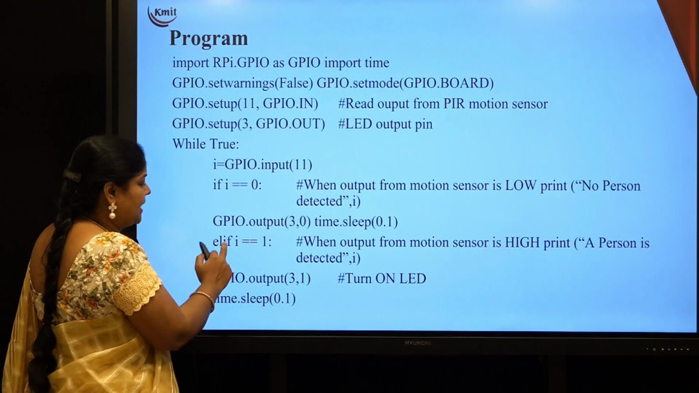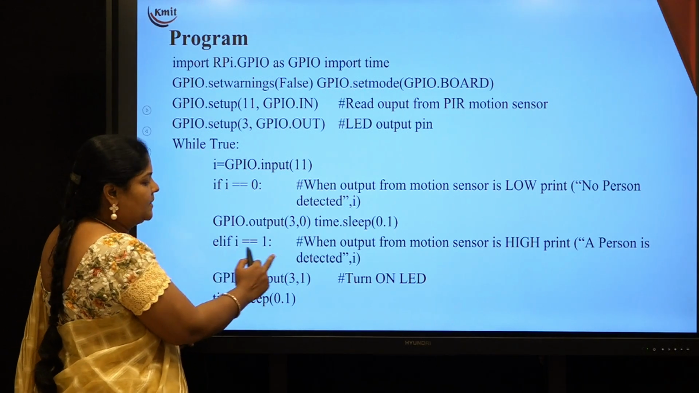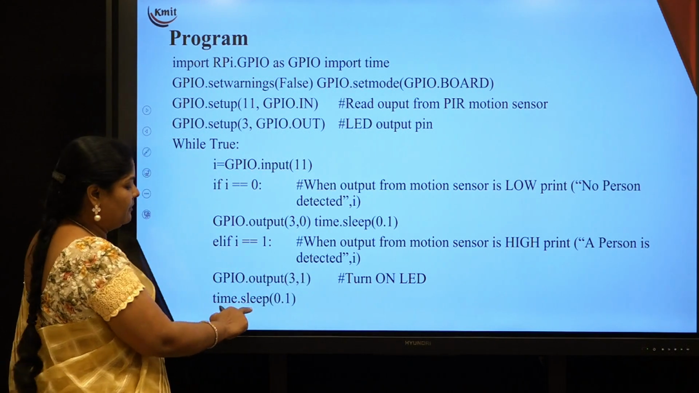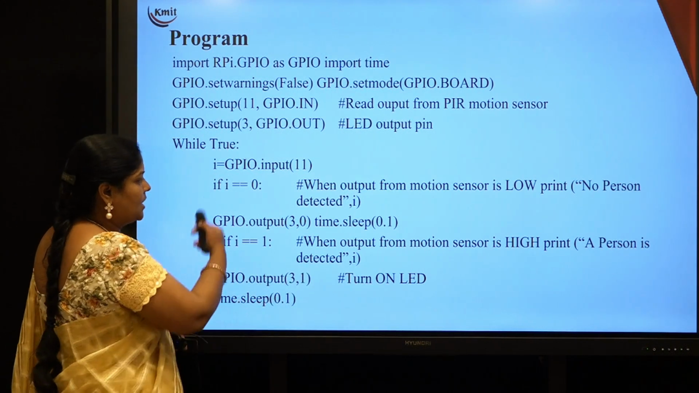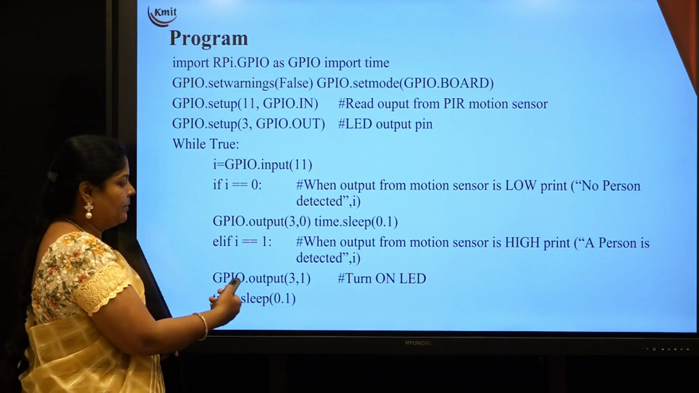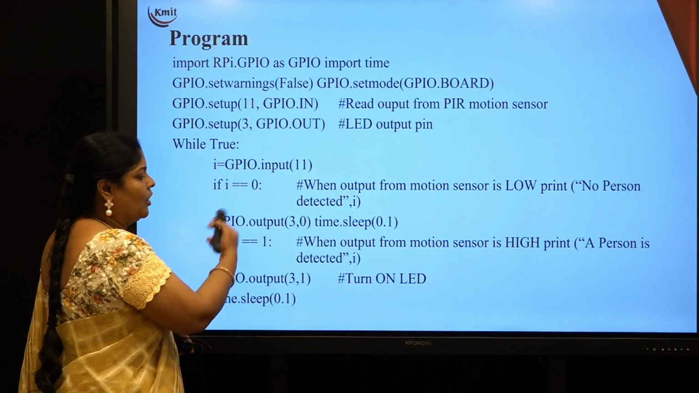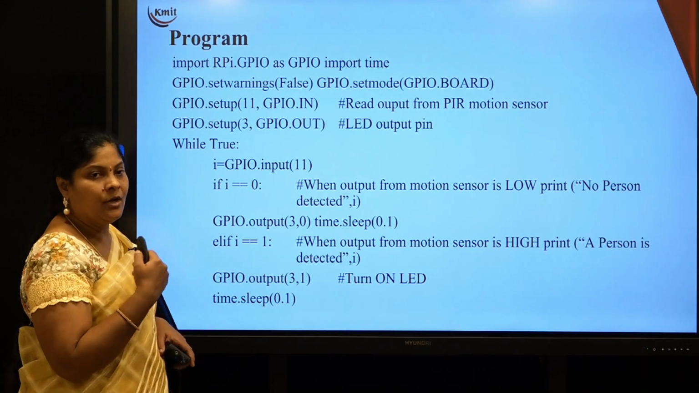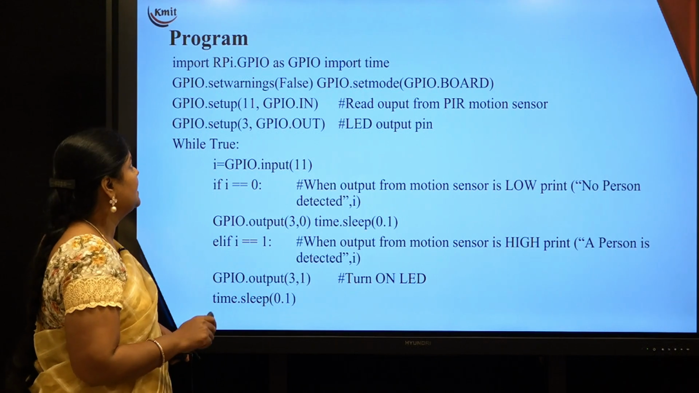So that is if i is equal to 1. That means a person is detected, so the LED will turn on, and it will wait for some time. If the person goes, again it will be in the off mode. If again some object is detected, it will be in the on mode. So the LED will be on and off depending upon the object moving in the detecting area of the PIR sensor.